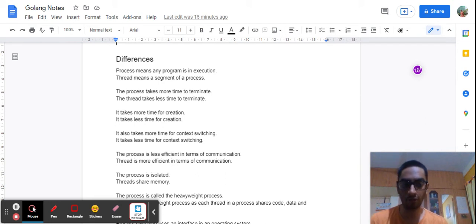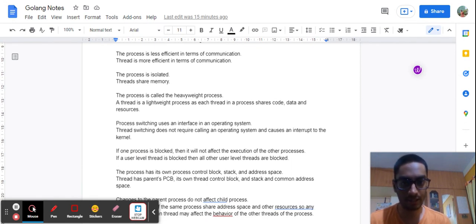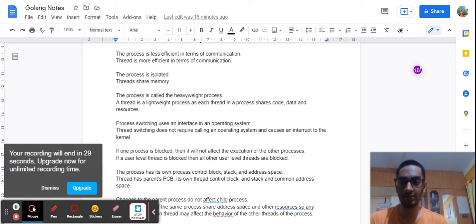Processes take more time for context switching because they do not share the same memory. Threads take less time for context switching because there's already some shared memory. A process is less efficient in terms of communication. Threads are more efficient in terms of communication. Processes are isolated. Threads share memory. A process is a heavyweight process. Processes are heavyweight. Threads are lightweight.